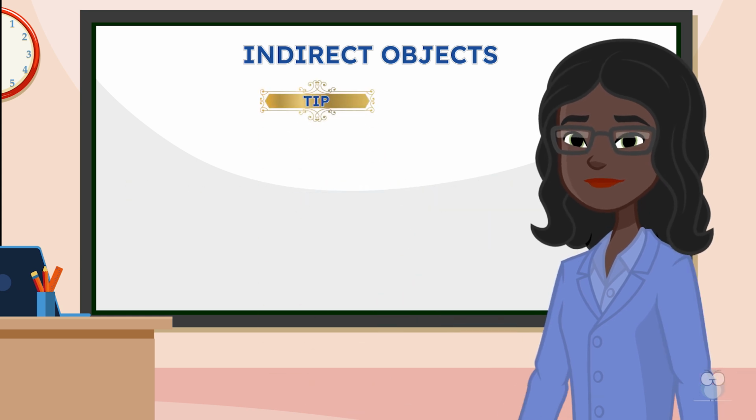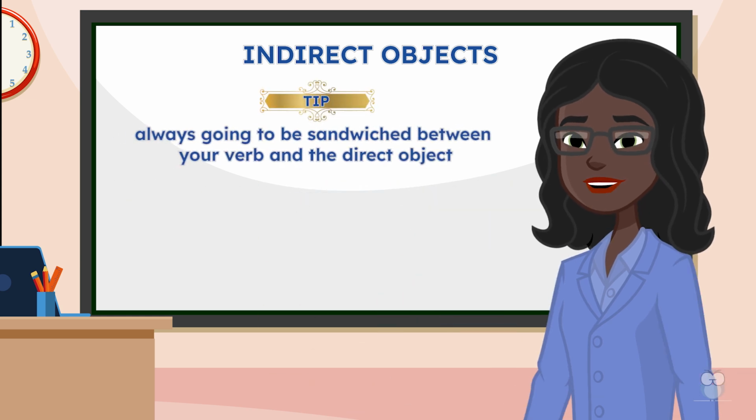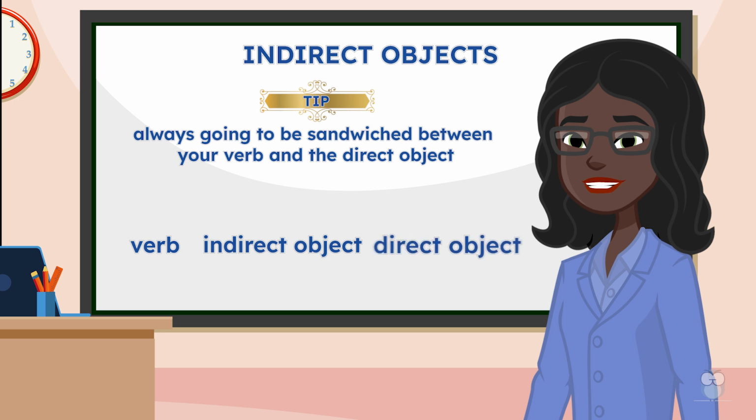Here's a tip. The indirect object is always going to be sandwiched between your verb and the direct object. So you're going to have your verb, then your indirect object, and then your direct object. If it's an indirect object, then it won't appear anywhere else in the sentence. It has to appear between your verb and your direct object.